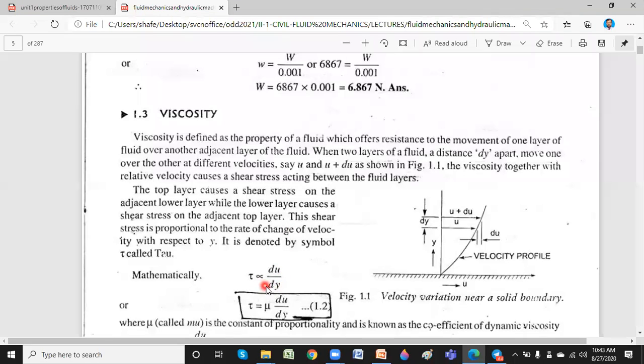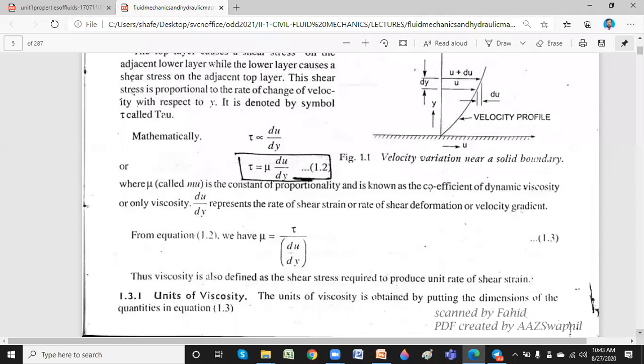Now it is proportional. To remove the proportionality, I add a term called mu. Here mu is a constant, called the constant of proportionality.